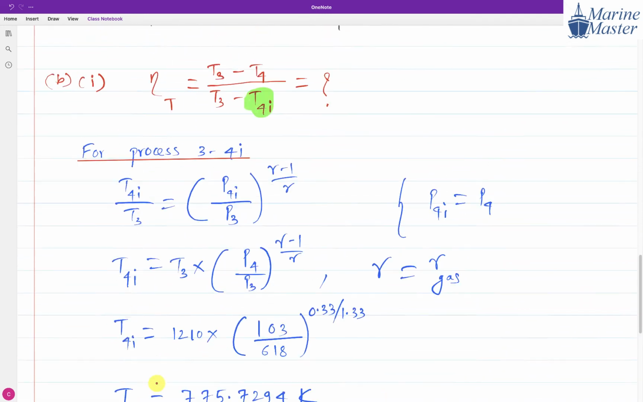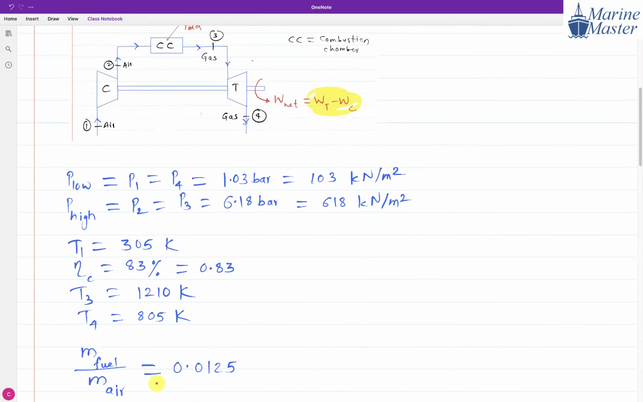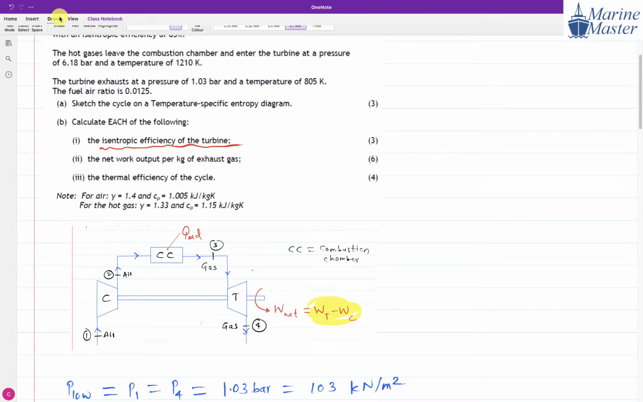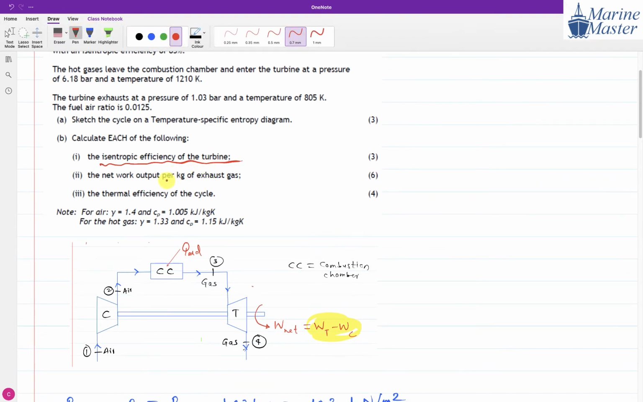Now after this one, what is our next target, guys? In part B, second part, net work output per kg of exhaust gas. See the point here: per kg of exhaust gas. What is our next point? We have to find out W net for how much mass of gas? Per kg of exhaust gas.